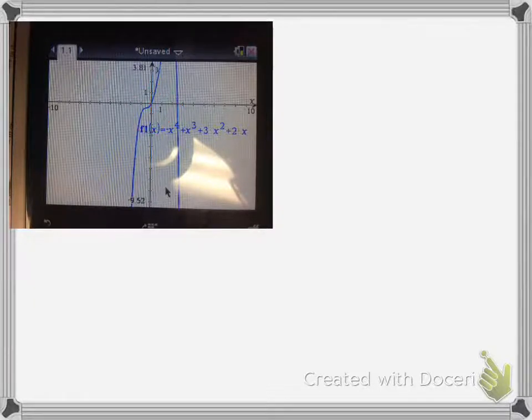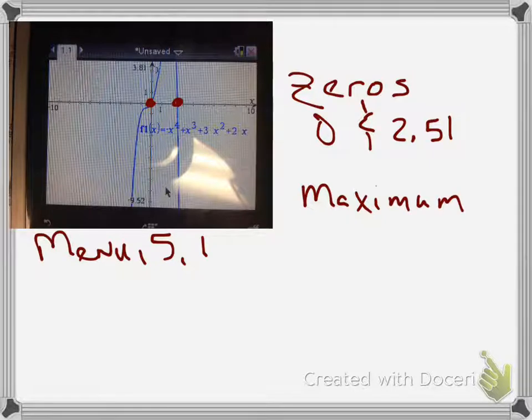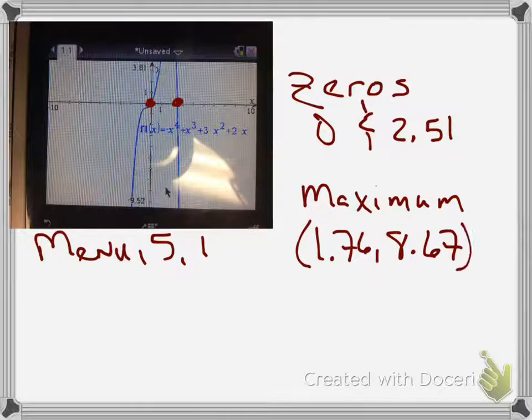So how do I find this? Once you have it graphed, you go to the calculator, graph it on the calculator, and then press menu 5-1. That should give you the ability to find the zeros and the max and the min. In this case, there's only one maximum, and it happens at 1.76, 8.67. I'll look at ways to make this less decimals, but we'll see. You can see how this works to get the zeros. This one happened at 0, and the other one happened at 2.51. It shouldn't be anything all that difficult.